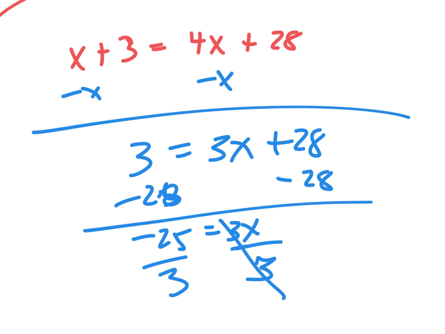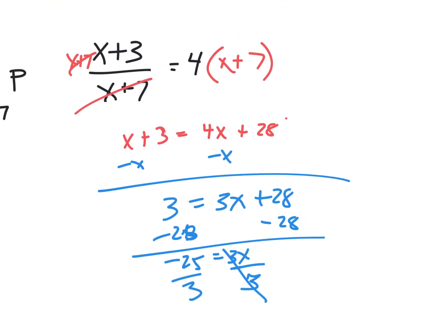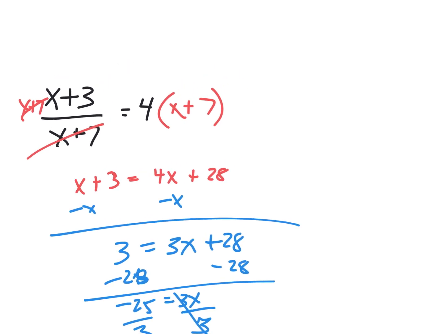Could be wrong, but I think it's negative 25 over 3. Raise your hand if you've got the same thing as I did. Okay, good. So that's a quick reminder on how to solve a rational equation. You're going to need that in a little bit.